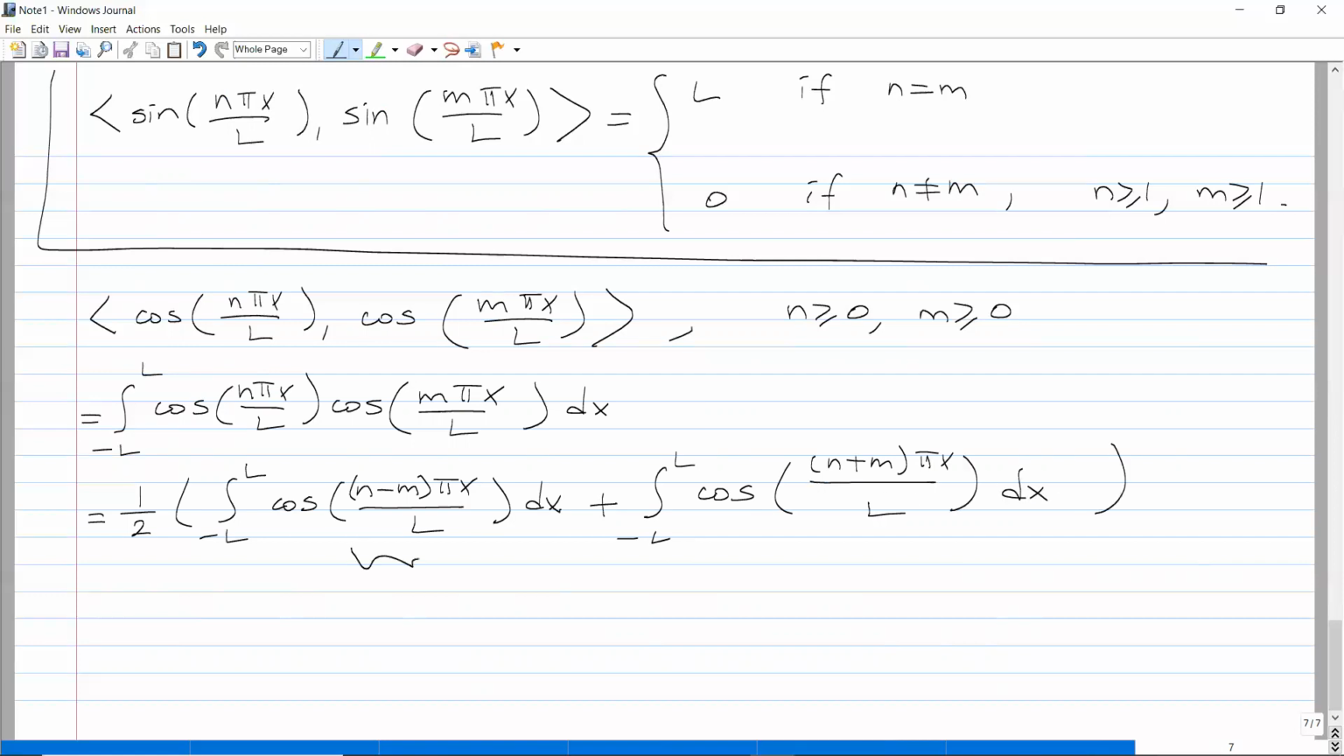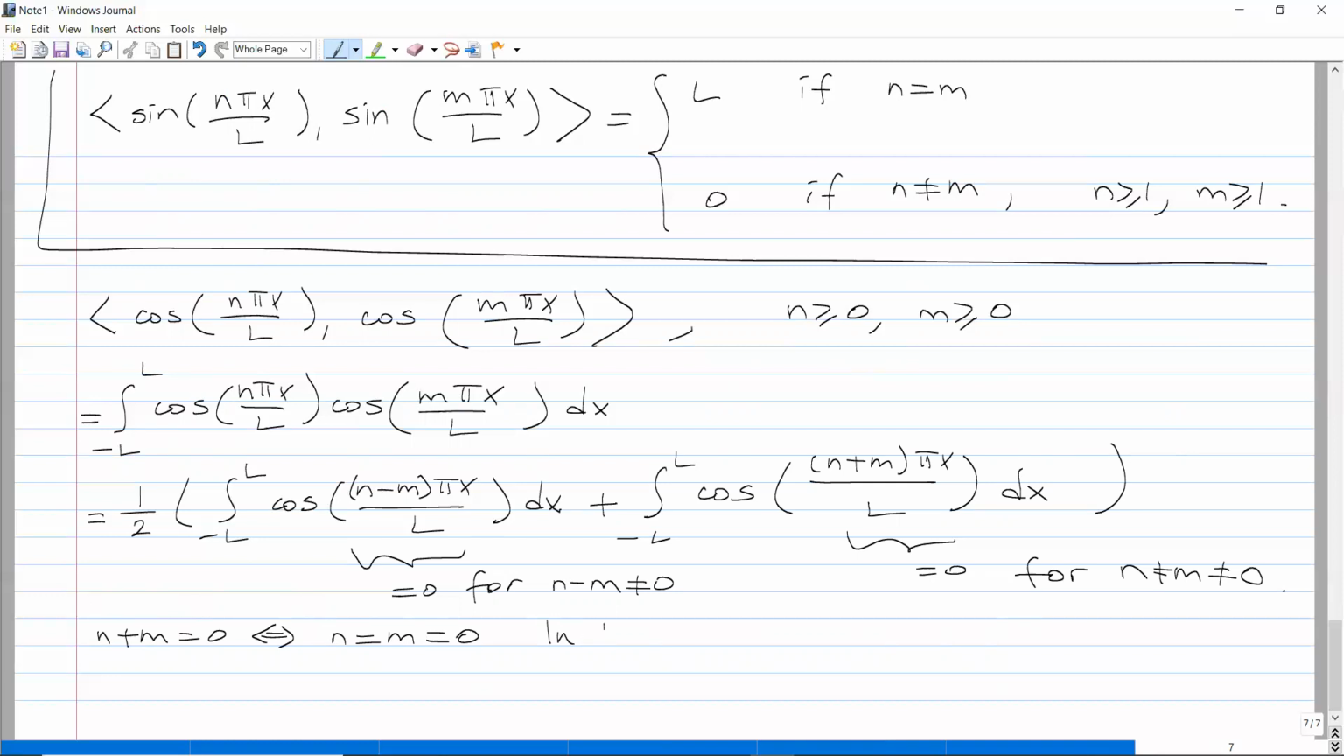So same thing, this is 0 for n minus m different from 0. And this is 0 for n plus m different from 0. So we need to consider the cases when n minus m and n plus m equal 0. So n plus m is 0 if and only if both of them are 0. Right? So if both of them are 0, then n minus m is also 0.